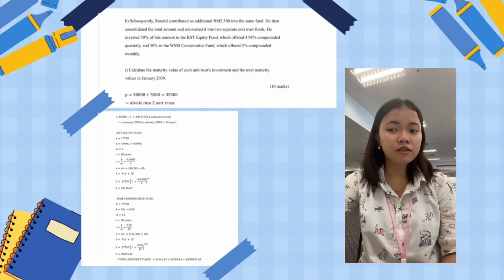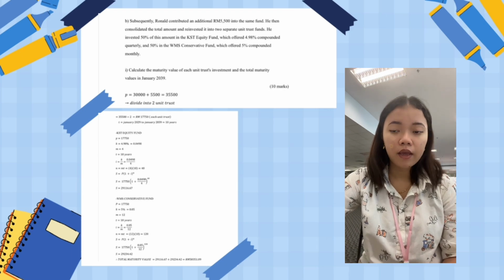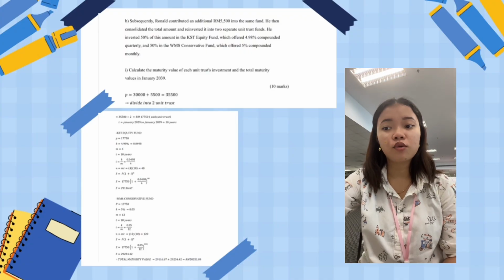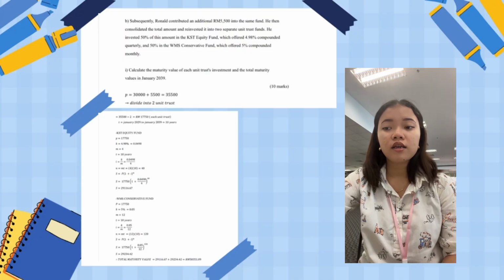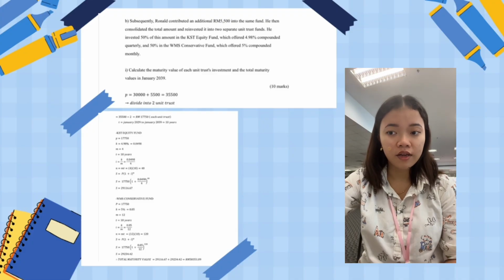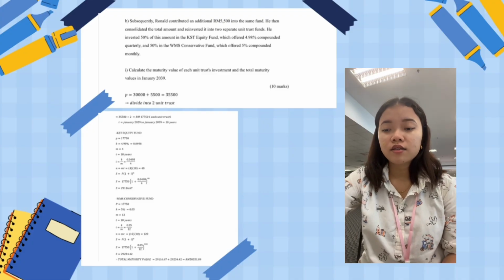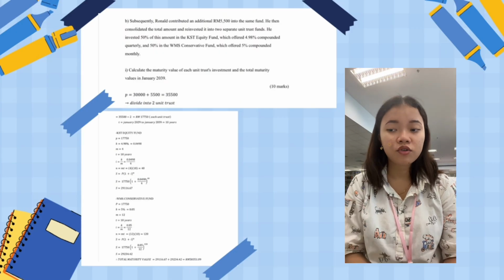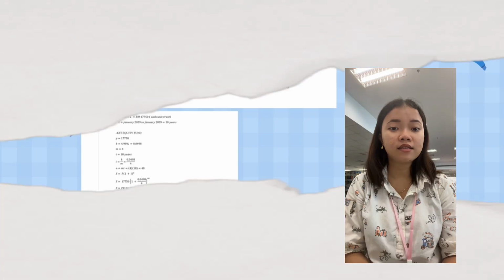Next, for the total maturity value, we are going to add both of them. 29,116 ringgit 67 cents plus 29,234 ringgit and 42 cents equals 58,351 ringgit and 9 cents. So after 10 years, Ronald's investment grows to 58,351 ringgit and 9 cents.